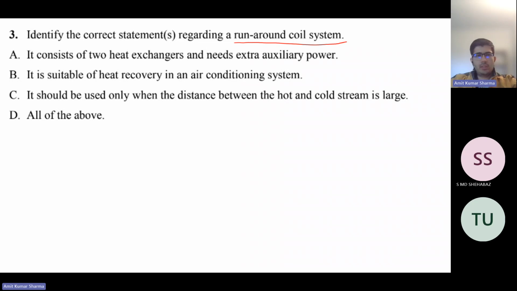So for these types of questions, you should always watch the complete videos of the class and also see the notes of the class, so you will better understand these types of questions. So try to recall the class notes for a run around coil system and just take 2 minutes to answer it.